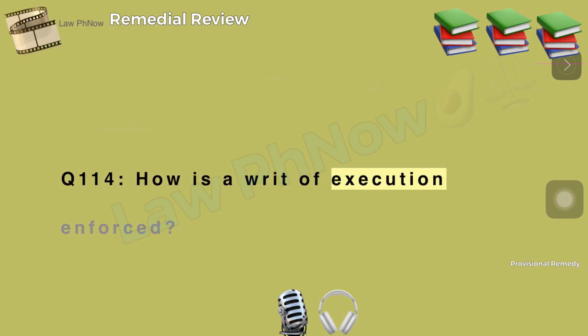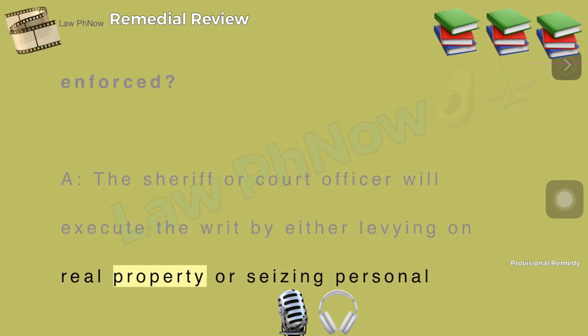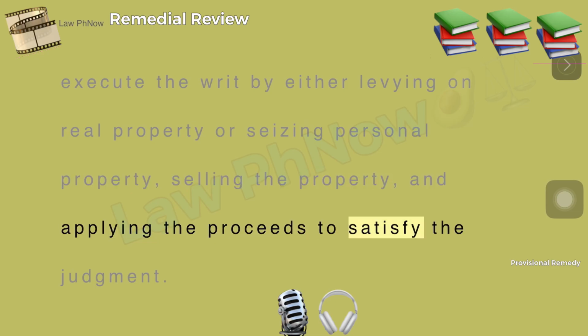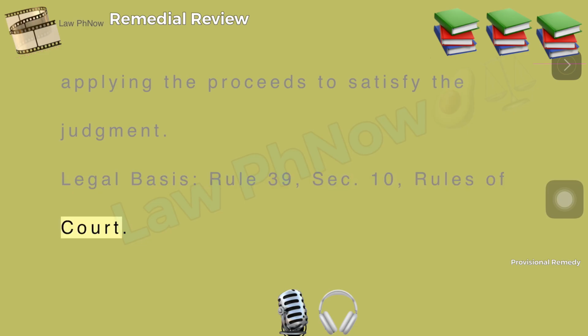Q114. How is a writ of execution enforced? A. The sheriff or court officer will execute the writ by either levying on real property or seizing personal property, selling the property, and applying the proceeds to satisfy the judgment. Legal basis, Rule 39, Section 10, Rules of Court.